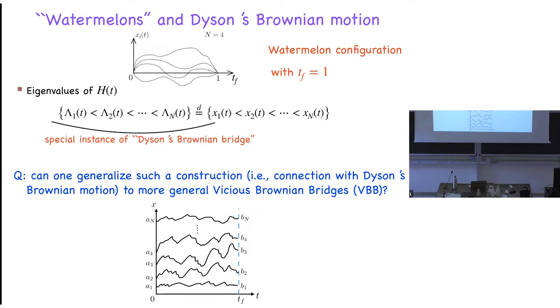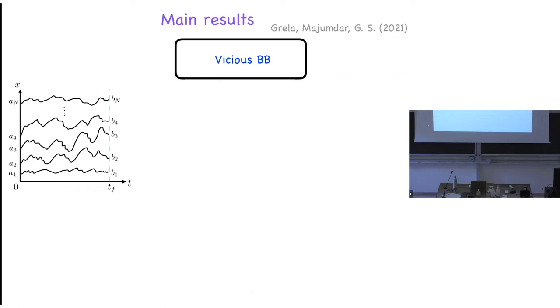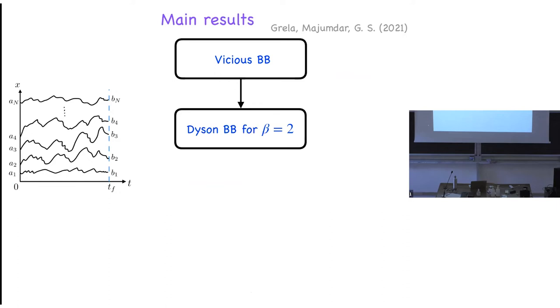Let me summarize how we did that. I call these configurations vicious Brownian bridges. Vicious means non-intersecting, it's just shorter. This name was introduced by Fisher, but I will use it here. So from this vicious Brownian bridge, I want to show you that there is a very direct and precise connection to the Dyson Brownian bridge motion for beta equals two.